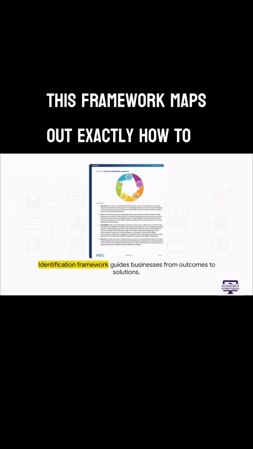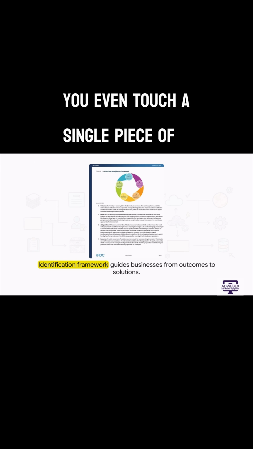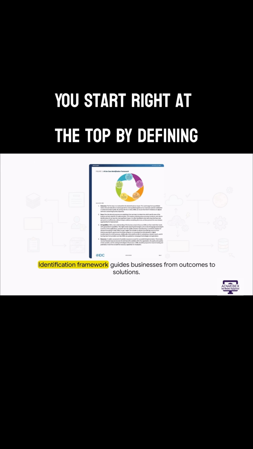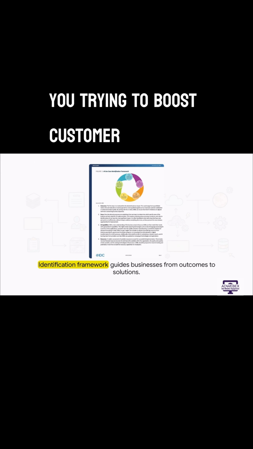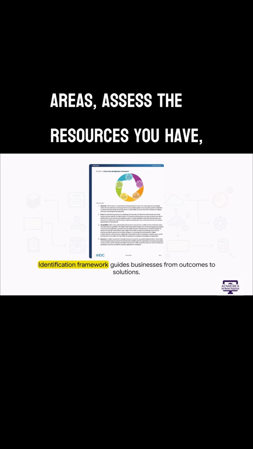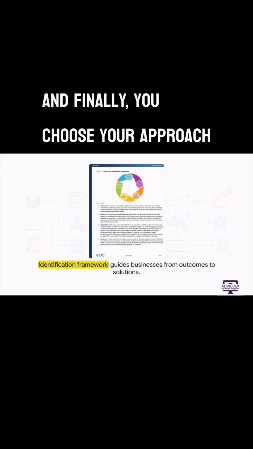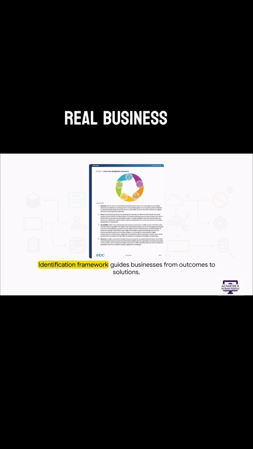This framework maps out exactly how to choose the right focus areas before you even touch a single piece of software. You start right at the top by defining your outcomes. Are you trying to reduce costs, or are you trying to boost customer satisfaction? From there, you indicate your focus areas, assess the resources you have, and finally, you choose your approach. Doing it this way ensures your workflows are actually tied to real business goals, not just shiny object syndrome.